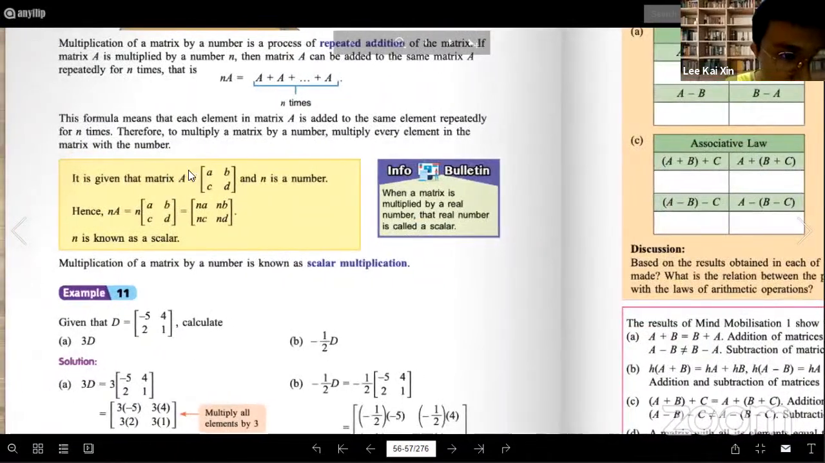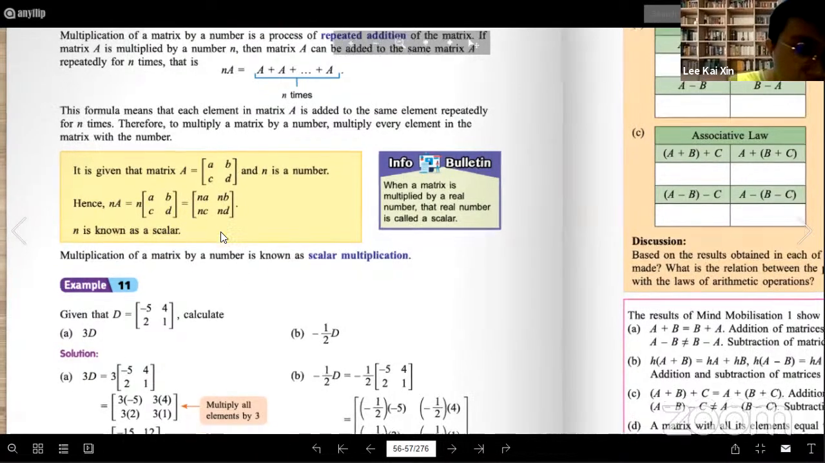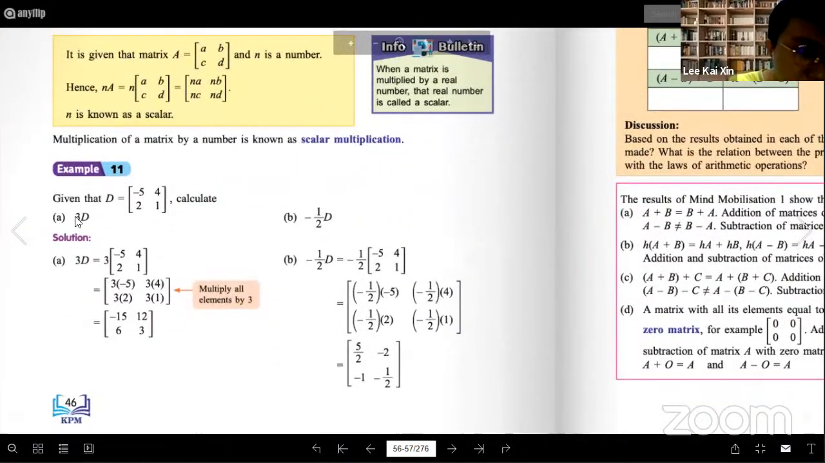Just like the matrix A, it's A, B, C, and D. So nA, this n is a number. The number can be 1, 2, 3, or whatever number you want to times with this matrix. So you just times it in, that's all. So an example, okay, 3D.